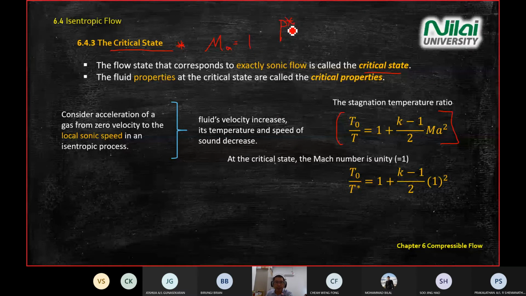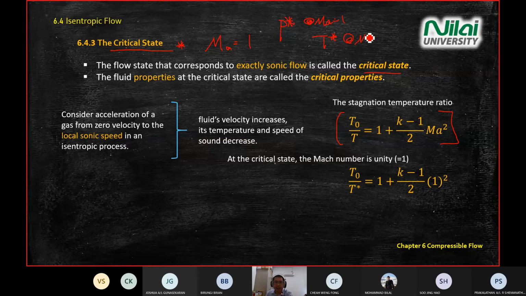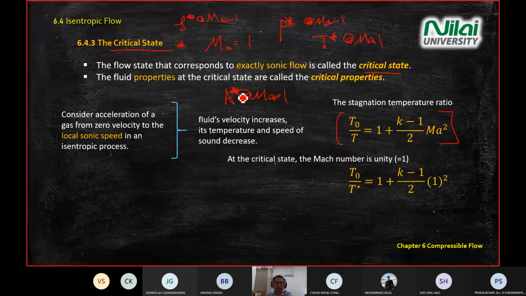When you have P star, the pressure at P star will happen at Mach number 1. T star or T critical happens at Mach number 1. Density star happens at Mach number 1. Area star happens at Mach number 1. Every time you see a star, it means the Mach number at that particular point always equals 1. This is the summary of what is critical state. The rest you can read from my slides.